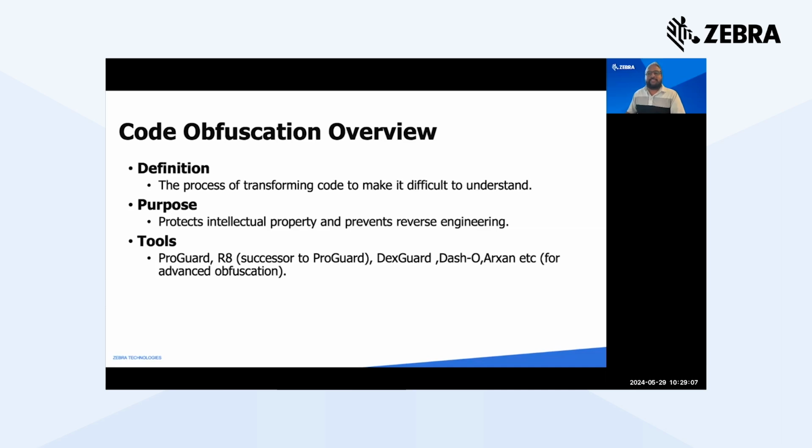Why use code obfuscation? There are two main reasons. Number one, to protect your IP, intellectual property. Your source code is your IP, as I discussed earlier, just like a trade secret or a patent. By obfuscating your code, you can make it more difficult for others to steal your code or copy your ideas. And number two is to prevent reverse engineering.